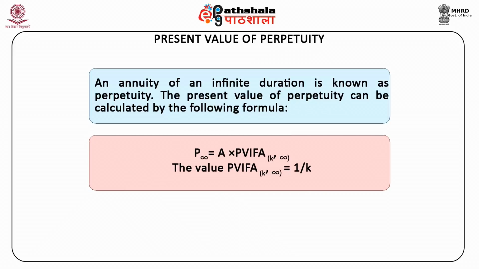P infinite is equal to A into PVIFA K infinite. The value of PVIFA K infinite is equal to 1 upon K. Thus, the present value of perpetuity is equal to the constant annual payment divided by the interest rate expressed in decimal form. For example, if an individual buys British-issued bonds known as consols from the British government, the bondholder will earn an annual interest payment forever.